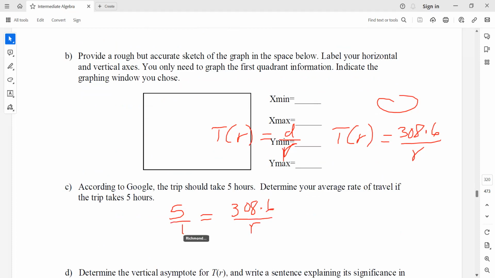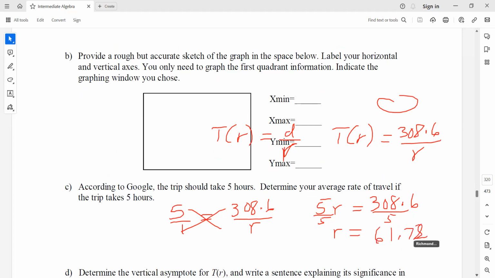So you could cross multiply. You have 5R equals 308.6. So when you divide by 5, R is going to be equal to, I think, 61.72 mph.